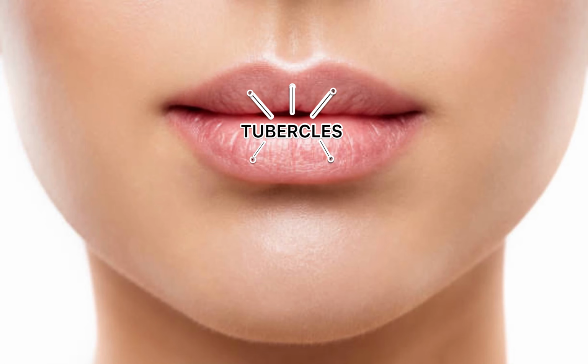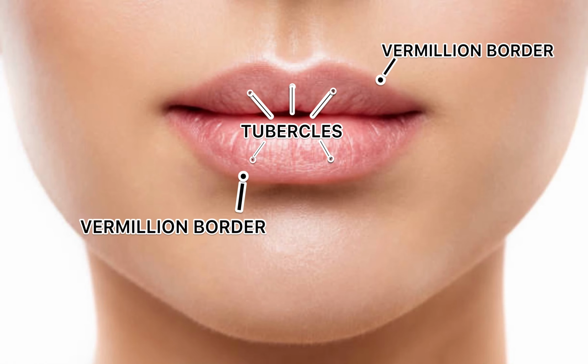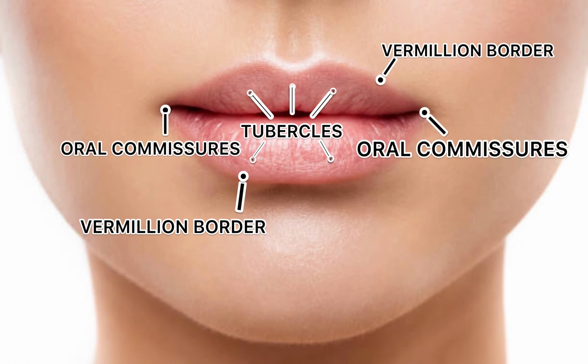The border between the red lips and the surrounding upper and lower white lips is referred to as the vermilion border. In youthful lips, this is a slightly prominent ridge that serves to frame the lips. The corners of the lips are referred to as the oral commissures. With age and volume loss, the commissures can start to spread out and become wider.